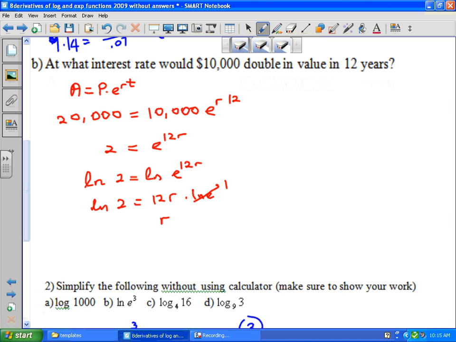So now r equals ln 2 divided by 12. And what are you getting for your interest rate here? Roughly 5.8%. So either round to 6%, or to the nearest tenth, 5.8%.